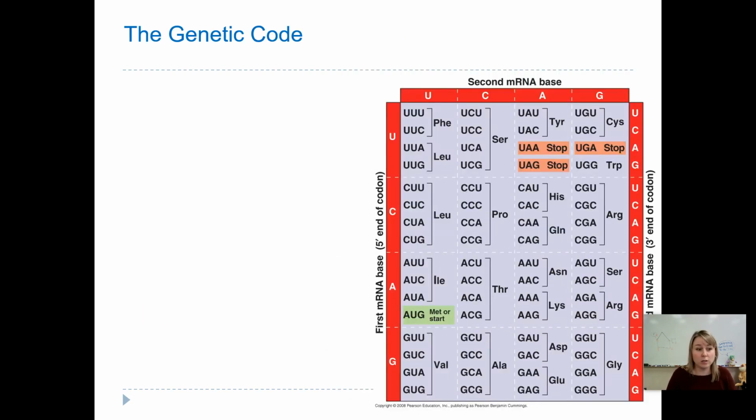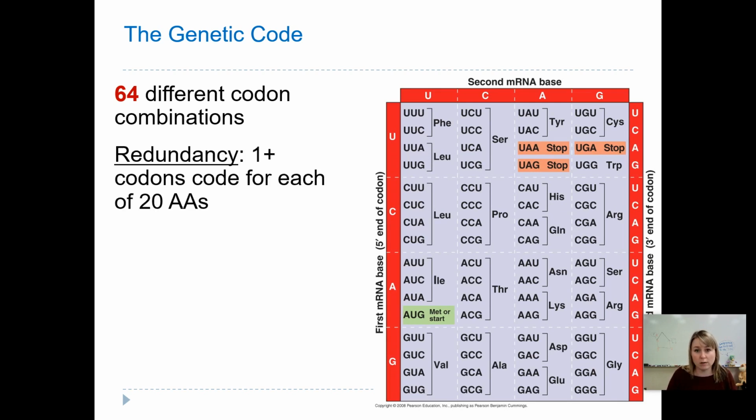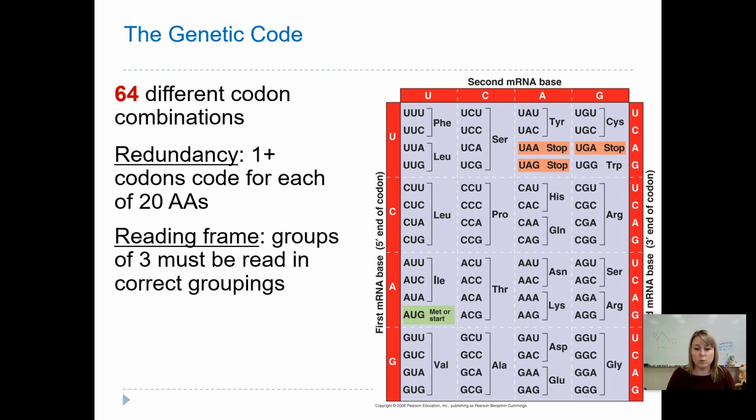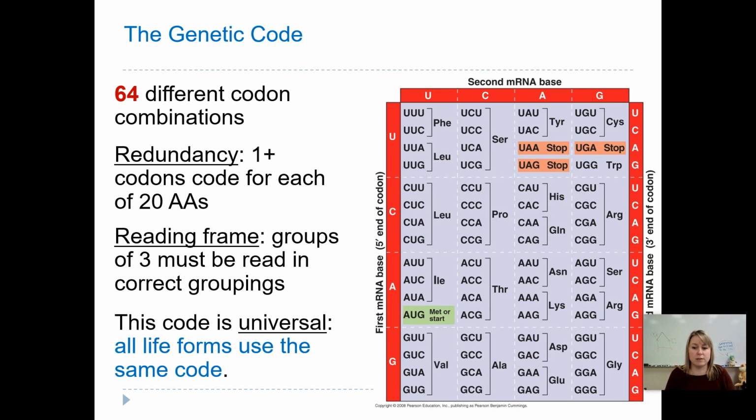This is a codon chart. We taught you how to read it in regular biology. Hopefully you remember some of that, because we'll put those skills to good use again this year. There are 64 different codon combinations, and a lot of them code for the same amino acid. The reading frame means that the groups of 3 need to be read in the correct sequence in order to end up with the final protein that you're supposed to end up with. So hopefully you're thinking already about how a mutation might change those triplets and change the reading frame.